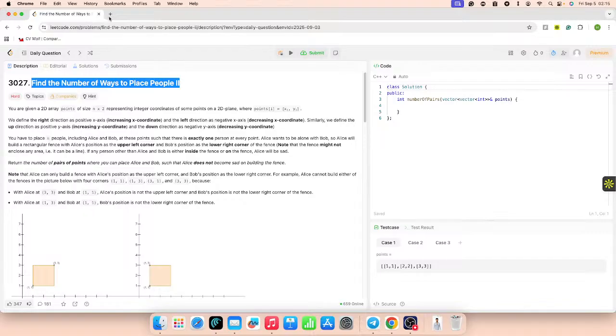And now I'm going to solve a LeetCode problem, which is find the number of ways to place people. It is the second version of the problem. I think the first version is a medium one, that also I haven't solved it. So I will be attempting this hard problem.